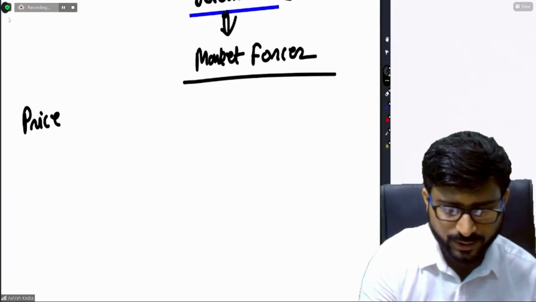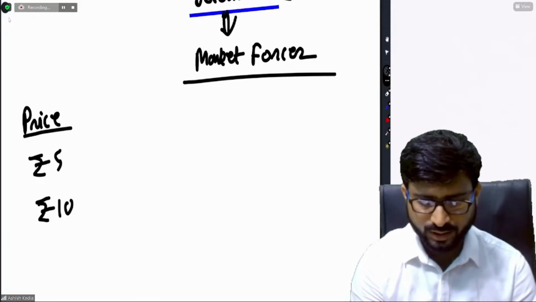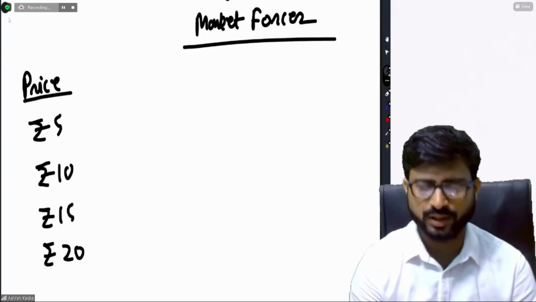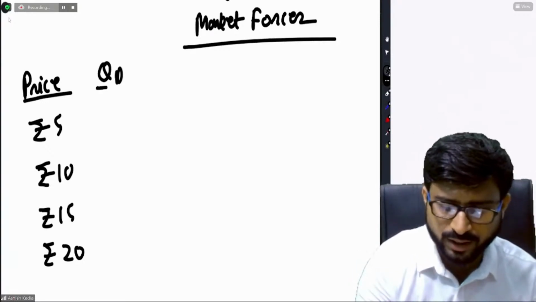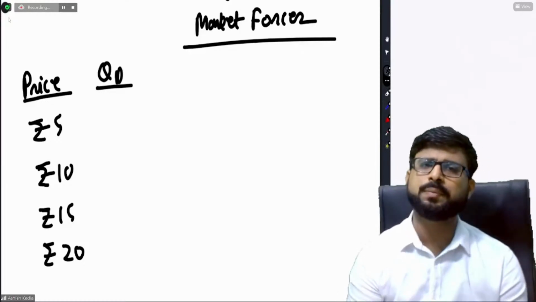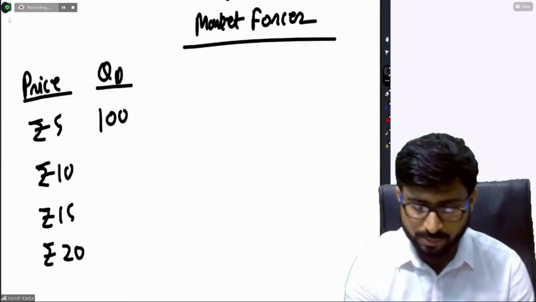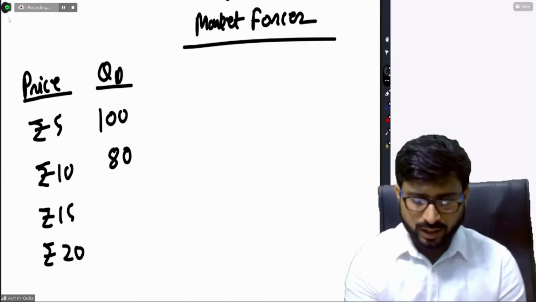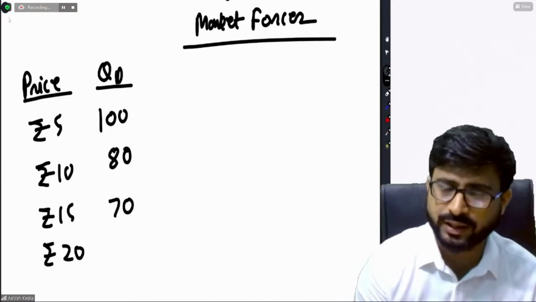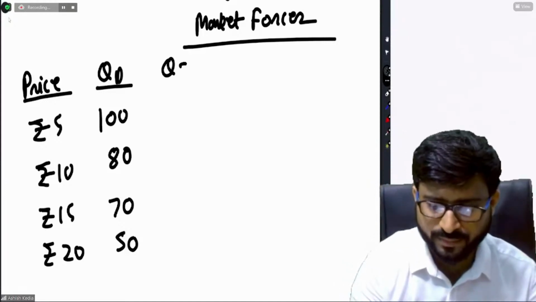Suppose price of a product is rupees 5, it rises to rupees 10, it rises to rupees 15, it rises to rupees 20. Let's write quantity demanded. When we talk about quantity demanded, let's say quantity demanded at a price of rupees 5 is 100 units. But when price is 10, quantity demanded falls to 80 units. At price of 15, quantity demanded falls to 70 units. And when price further rises, quantity falls further to, let's say, 50 units, whatever it is.